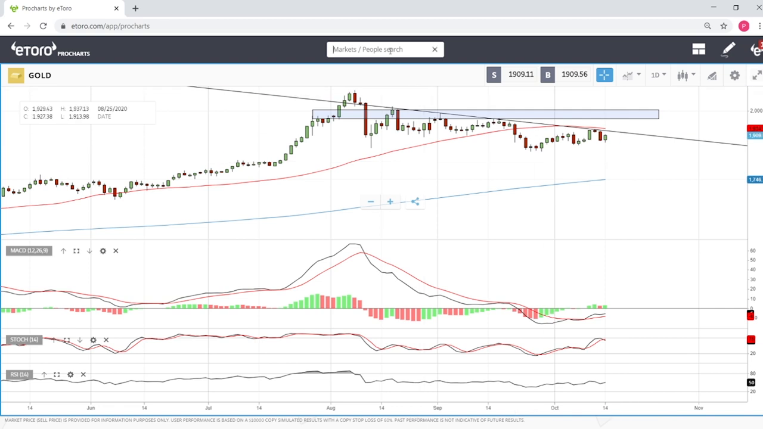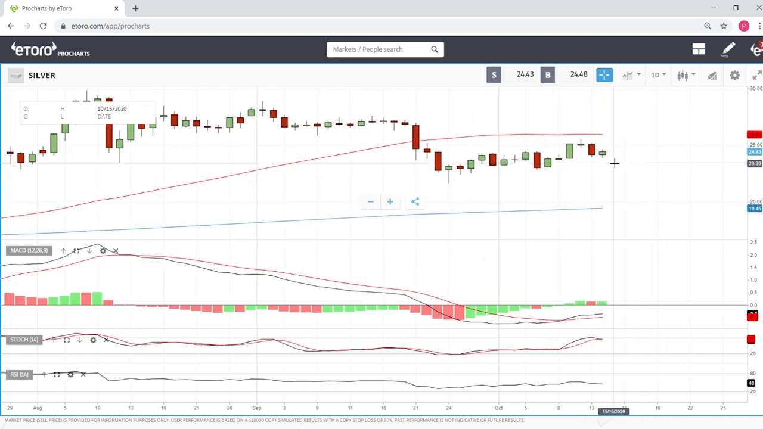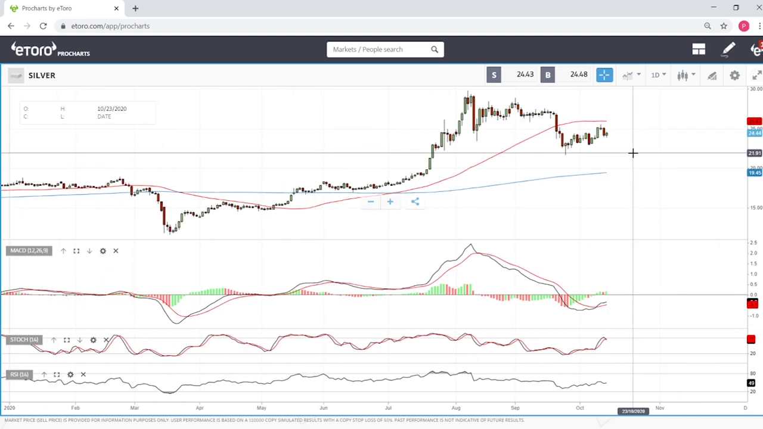So if you look at silver, very similar to gold, but it hasn't rallied as much as gold has. We are still trading underneath the 50 moving average. It is the same case for silver.